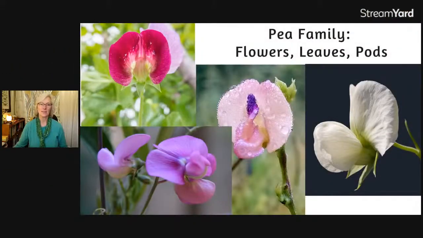Now, the pea family is Fabaceae, and that contains so many different plants from little teeny clovers all the way up to full-size trees. And one of their distinguishing characteristics is the classic pea flower here. This bottom one in the corner is the sweet pea, and then these are other different pea flowers. And one of the things we're going to talk about today is family characteristics.